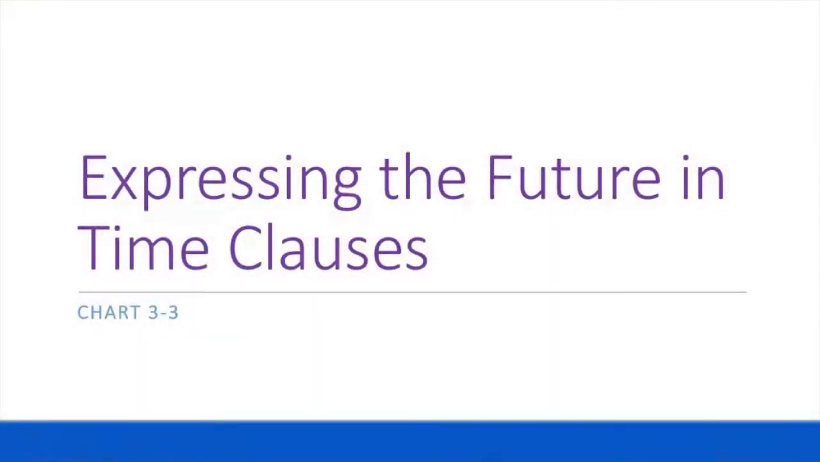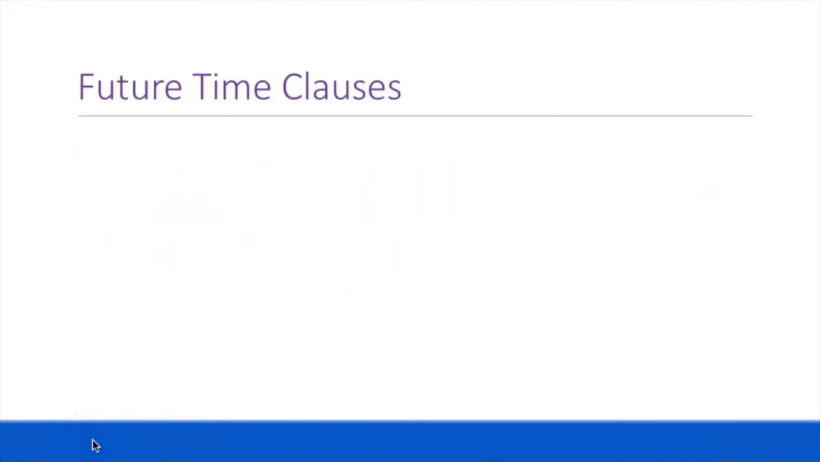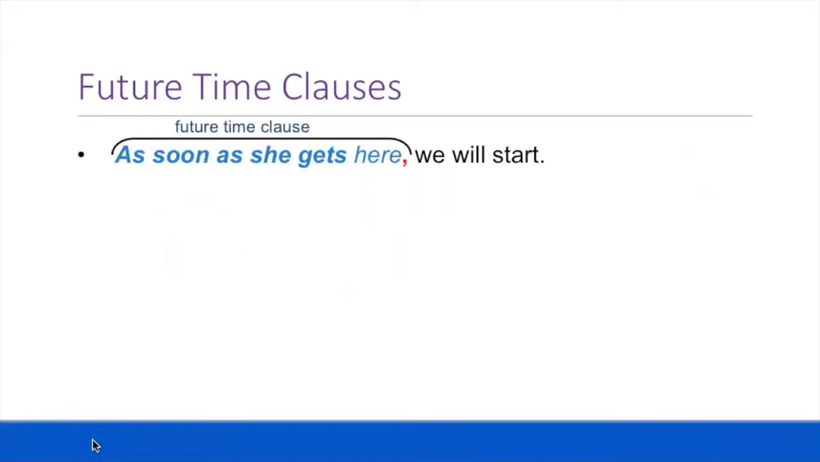In this video, we'll be looking at how to express the future using time clauses. Let's begin. As soon as she gets here, we will start. As soon as she gets here is a future time clause. This means that in the future, she will get here, and right after that, we will start.